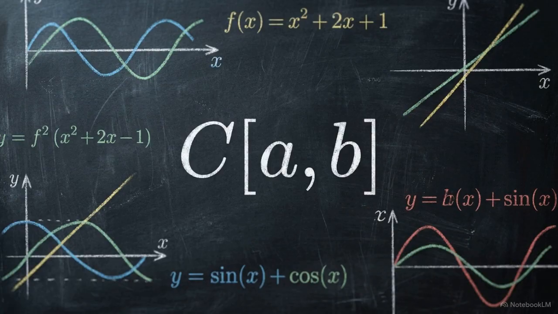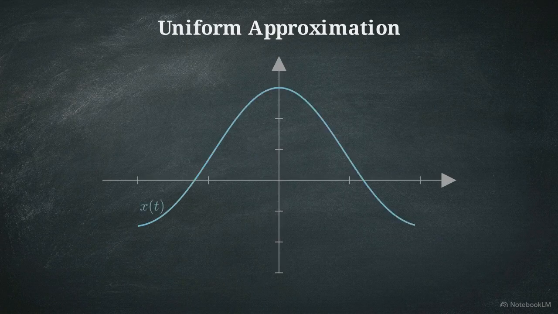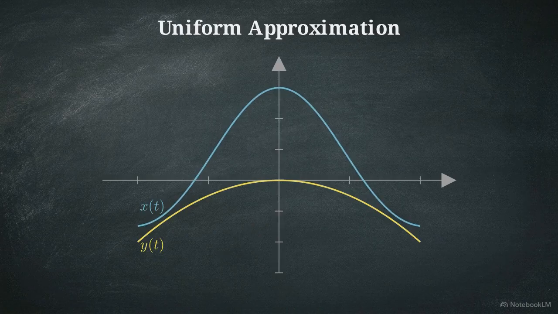Let's look at how this applies to a specific environment, the space of continuous functions on a closed interval, using polynomials as our simpler subspace. This illustrates uniform approximation. We want to fit a smooth polynomial curve, y of t, to a complex continuous curve, x of t. We find the largest vertical gap between them.